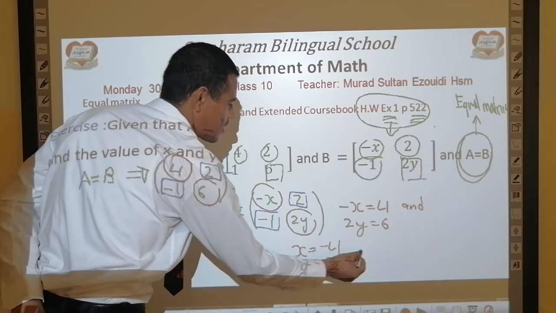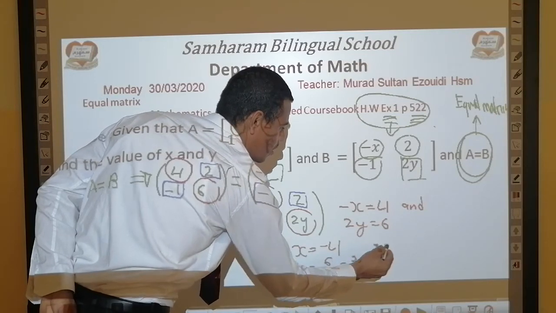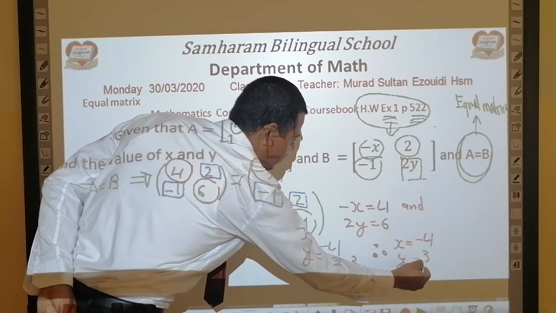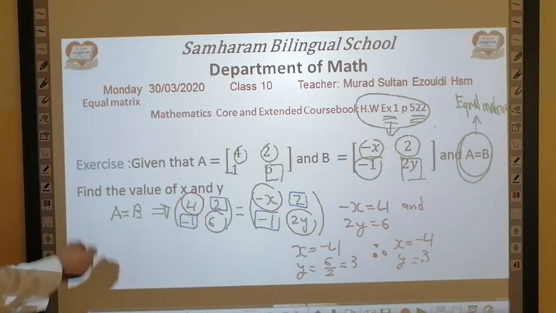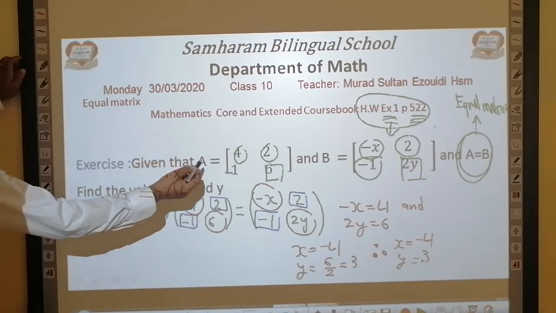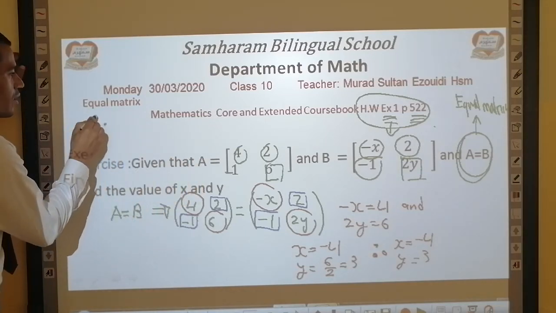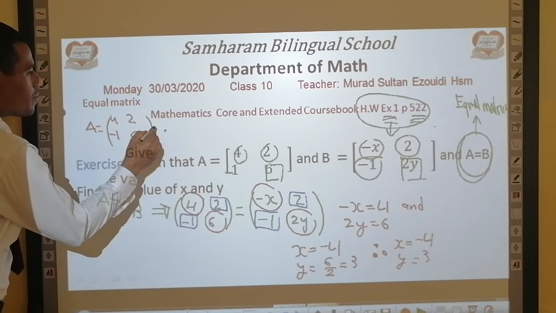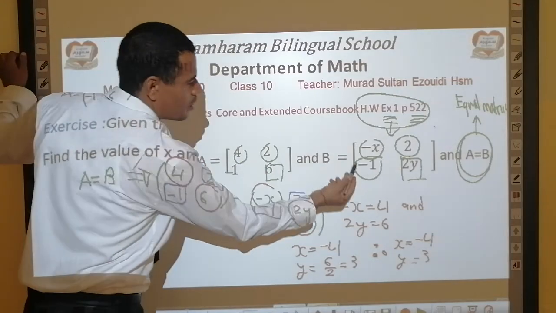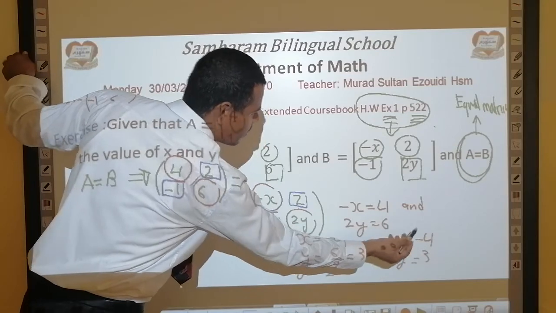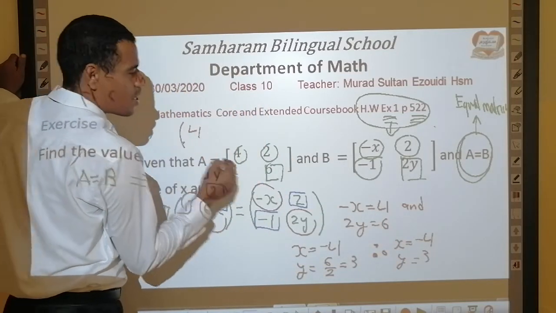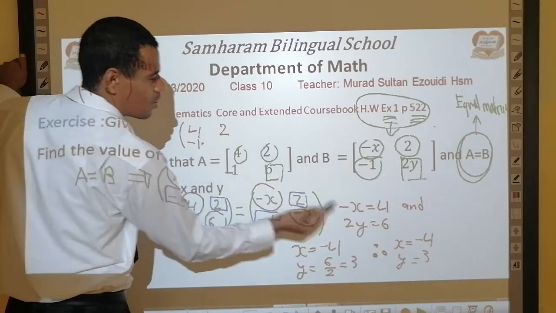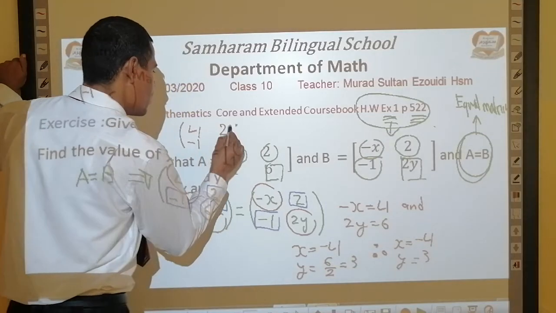So we see the answer as a conclusion. Therefore, x equals negative 4 and y equals 3. Okay, let's check if it is correct or not. A is 4, 2, negative 1, 6. And B is negative x, where x is negative 4, so negative gives positive 4. Then 2, negative 1, and 2y, where y is 3, 2 multiplied by 3 is 6. What do you think?